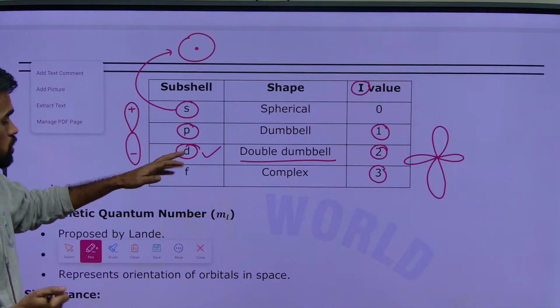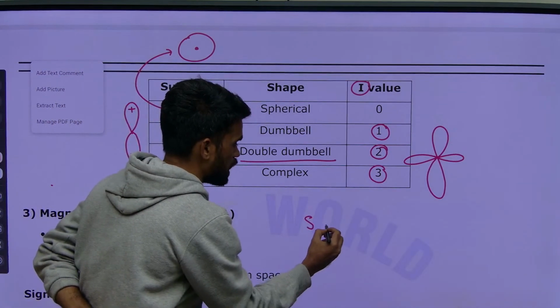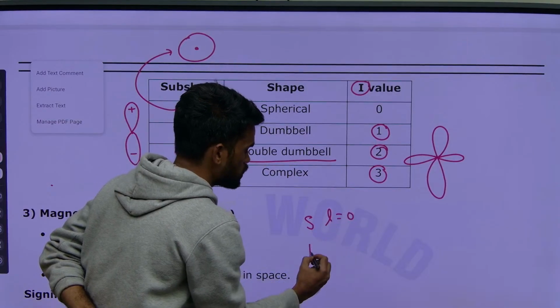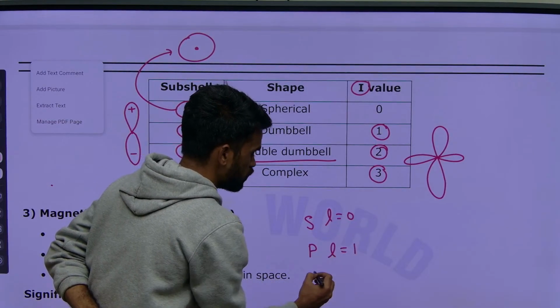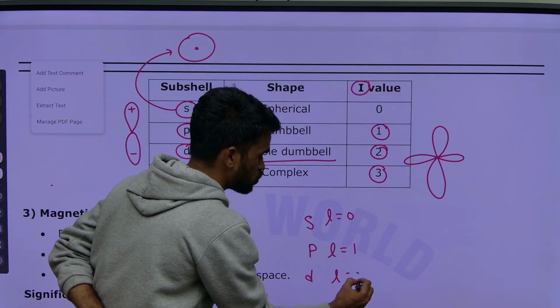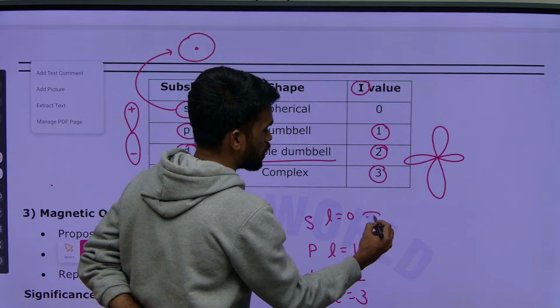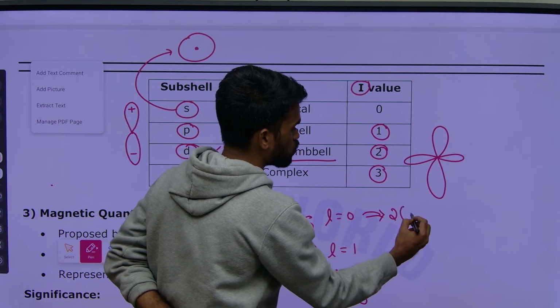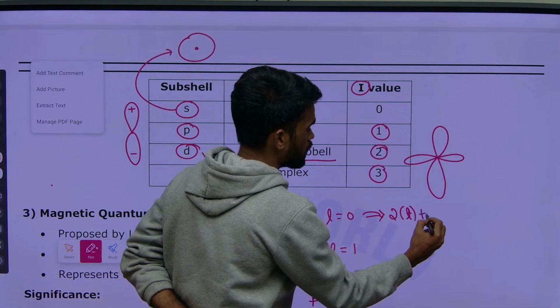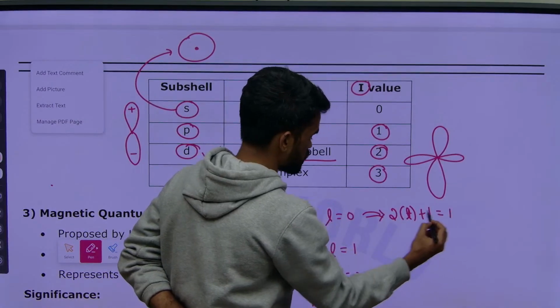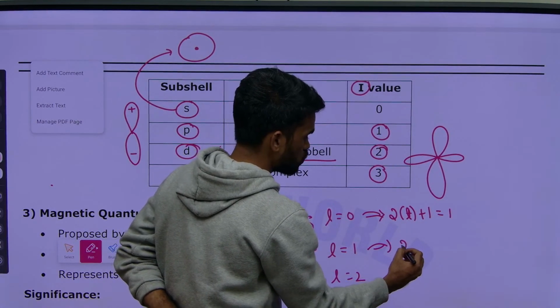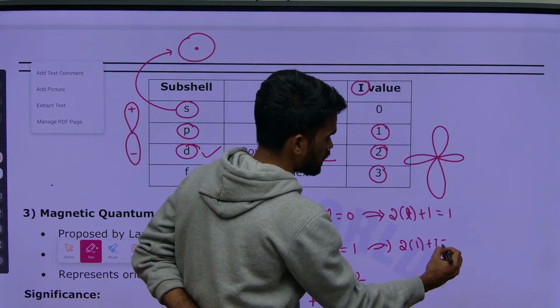So that's it. For S subshell, what is the L value we got? 0. For P subshell we are writing L equals 1. For D subshell L equals 2. For F subshell L equals 3. So now number of S orbitals are how many? 2L plus 1. If L is 0, this becomes 1 S orbital only. And 2 into 1 plus 1, so you are getting 3 P orbitals.